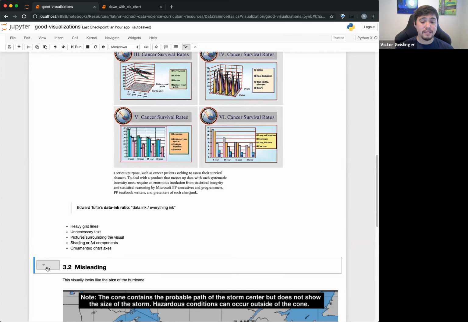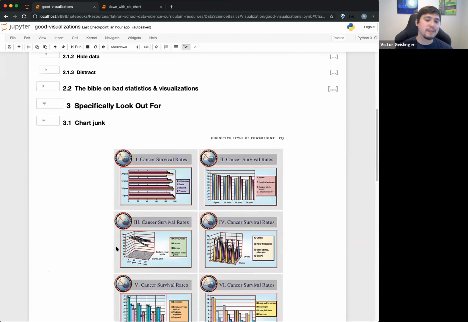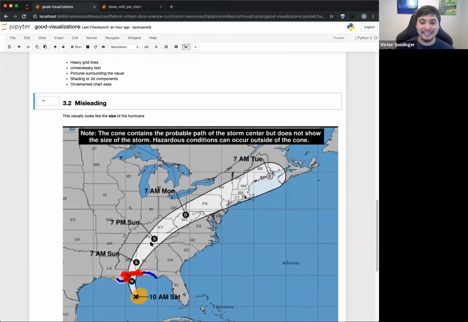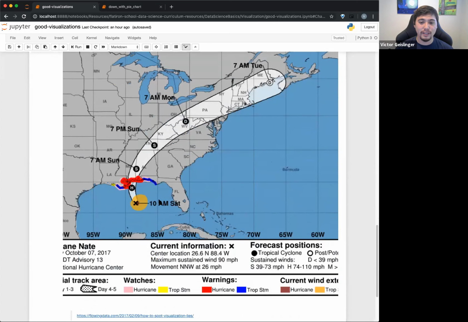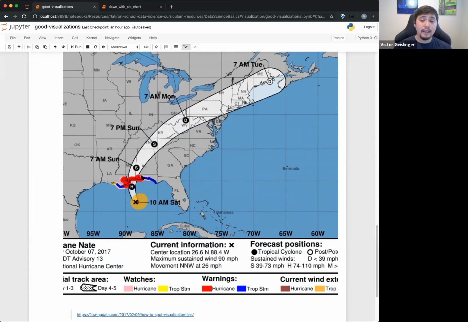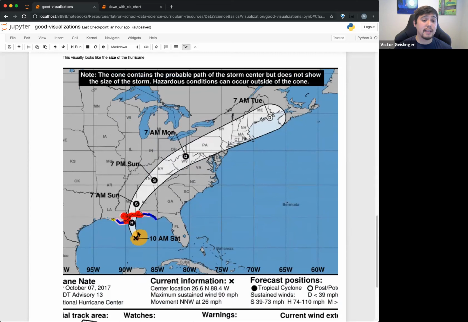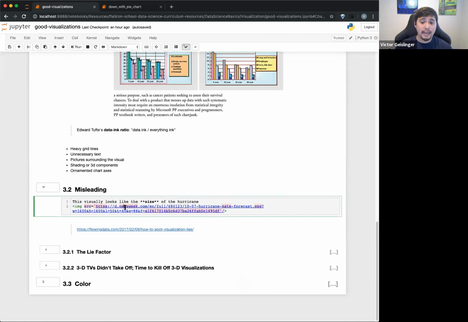So the next part is the misleading, which, oh, is this where? Oh, that's where I put it. Okay, I got distracted. There's my little visualization, and you can see the hurricane going on here. The emphasis here would be the size of this hurricane. And what's crazy is I found this from a news site. This is actually reporting about this hurricane.